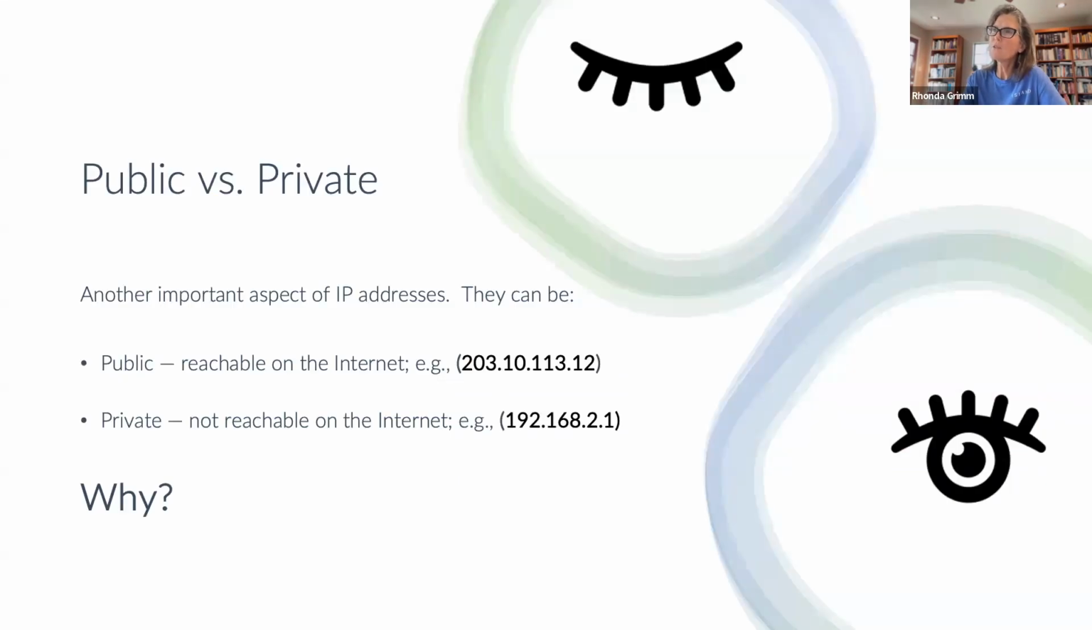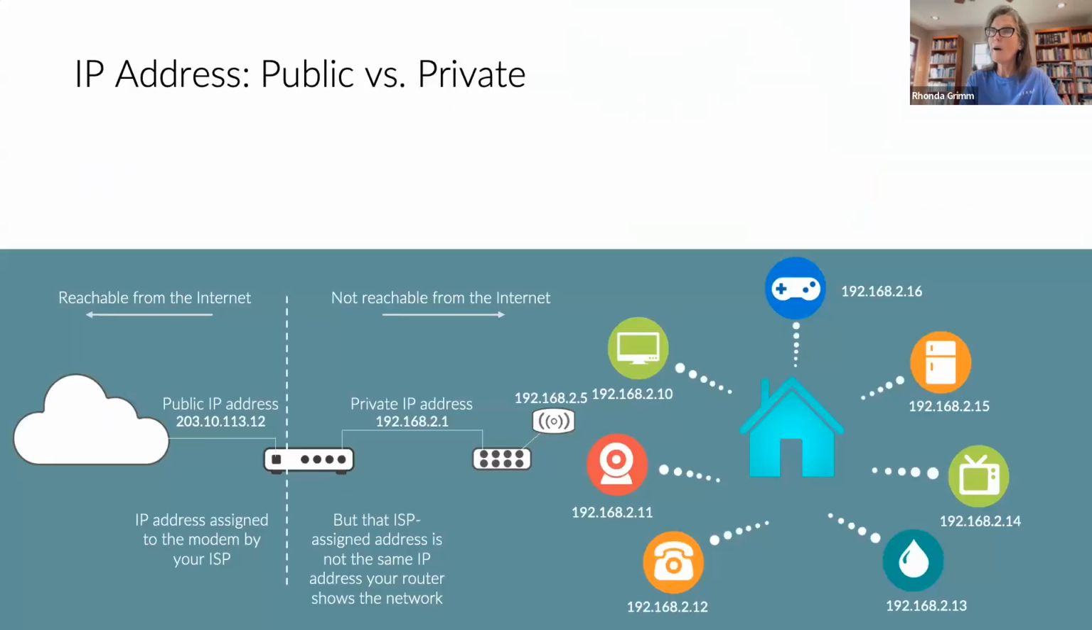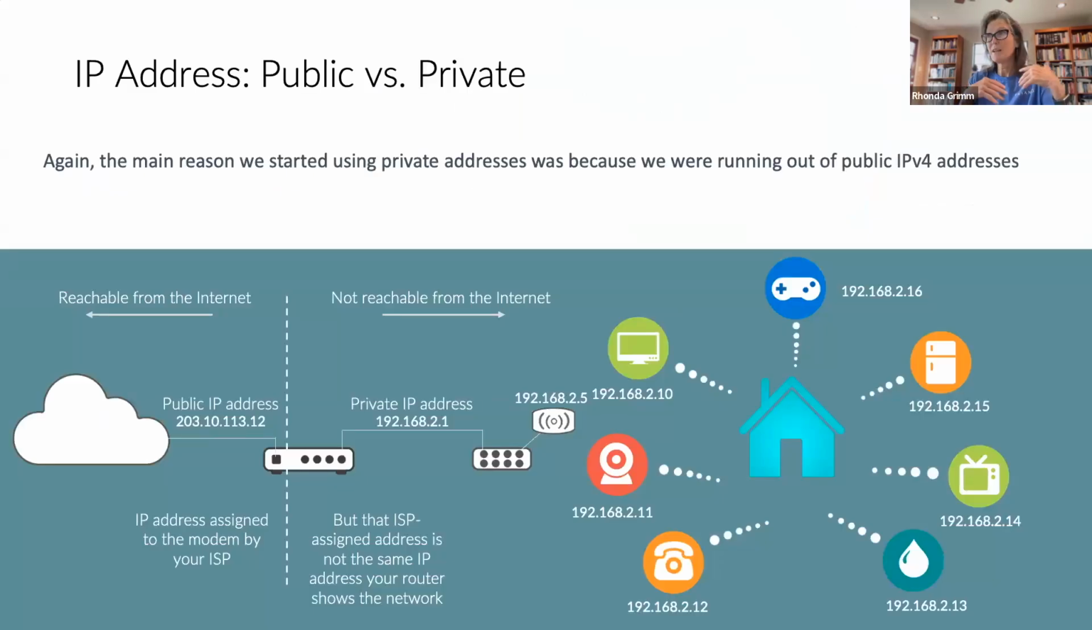But it also introduces this concept of public versus private addresses. So public addresses are reachable from anywhere on the internet, and private addresses are hidden. So they're not reachable on the internet. So, 192.168.2. So why public and private? Well, it turns out there's some security aspects, but a lot of it was that we're running out of addresses on the IPv4.